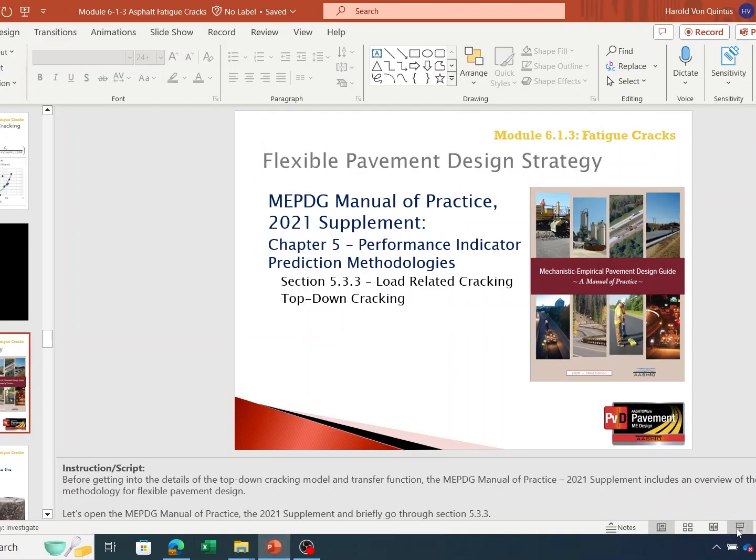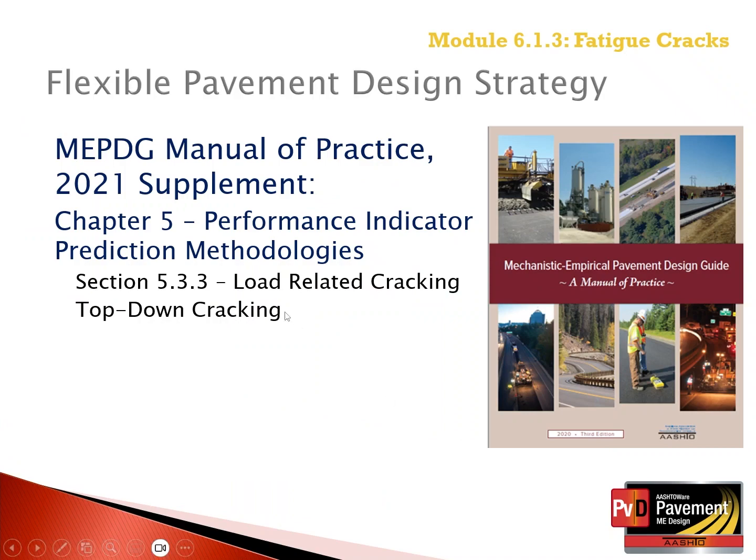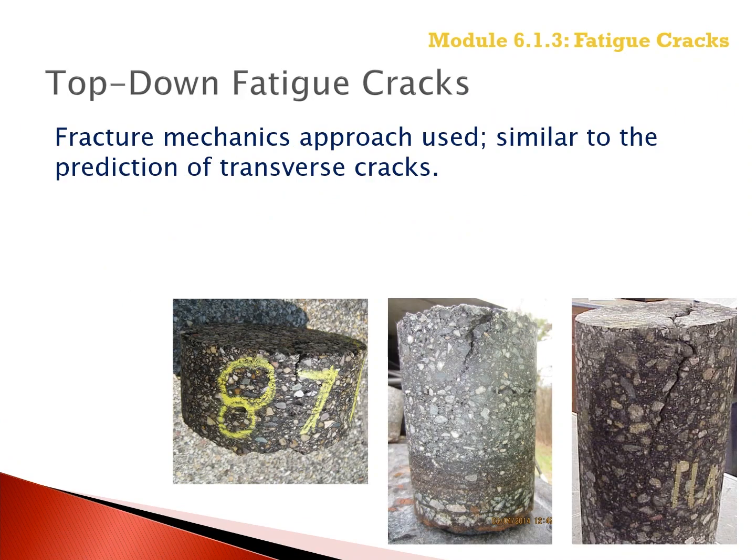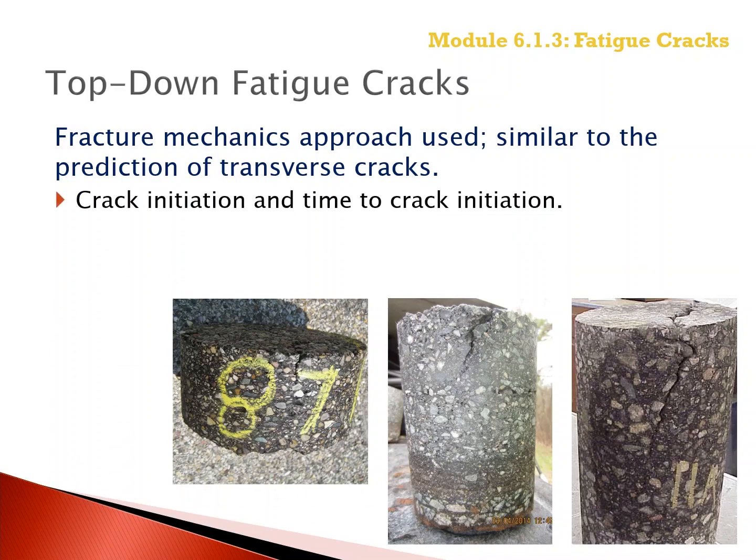So now let's go back to the presentation and continue. The fracture mechanics approach is used for predicting top-down fatigue cracks, similar to the process that was used and explained for predicting transverse cracks, which was discussed in Module 6-1-2. The discussion and explanation for fatigue cracks is grouped into three parts in this session: crack initiation and time to crack initiation, crack propagation, and the transfer function for top-down cracking.